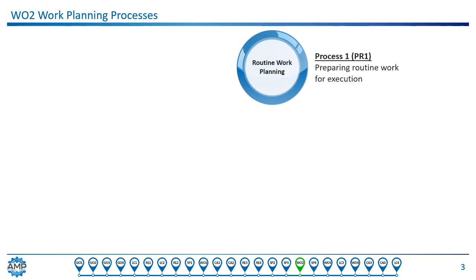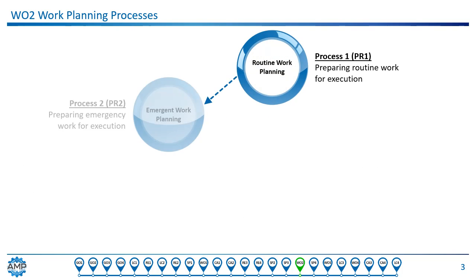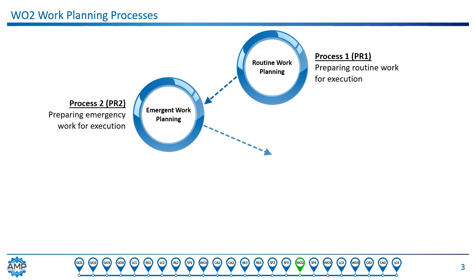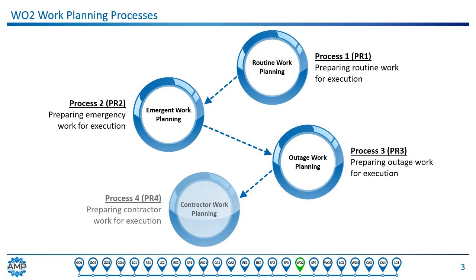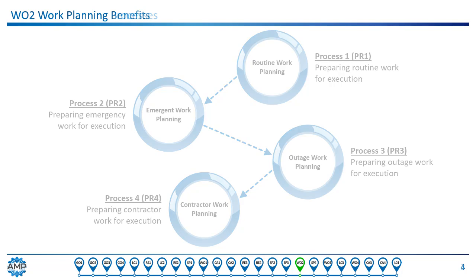The four processes that we're going to talk about in work planning are routine work planning, emergent or emergency work planning, outage work planning, and contractor work planning. The idea is to get the work wrench ready in order to cut back on the time spent by technicians hunting parts and materials, preparing documentation, and other non-executing activities.